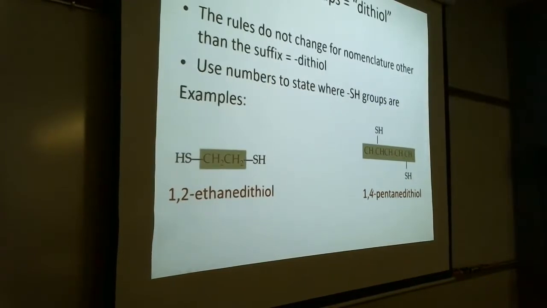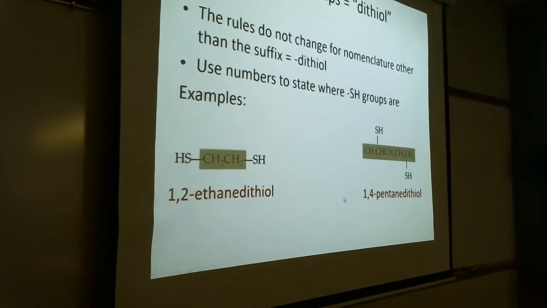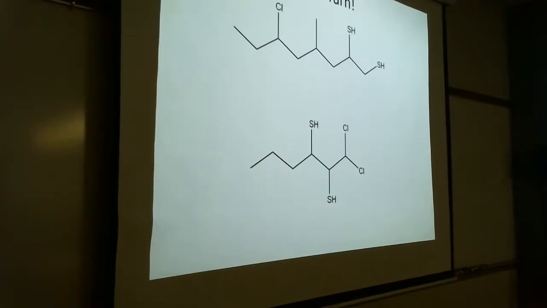And then if there were any substituents, right? If we had a chlorine on carbon 1, it would be 1-chloro, right? Well, actually, carbon 1's over here. 1-chloro, right? Any substituents would go first. So I'll pause it and let you try these.